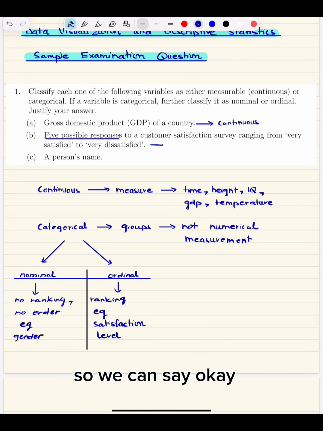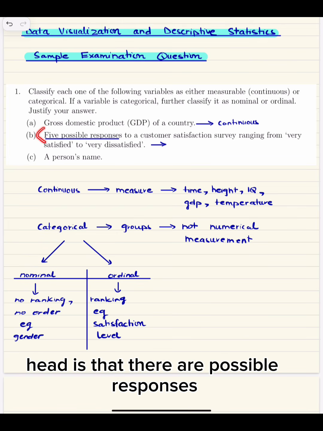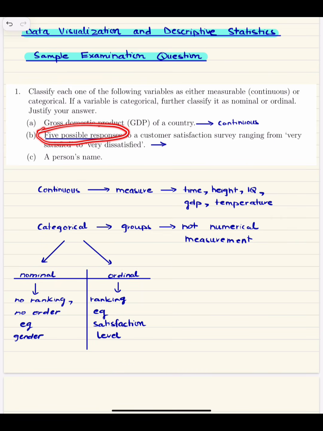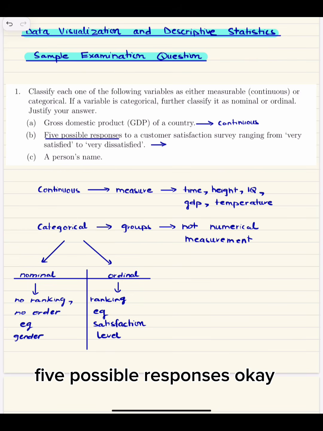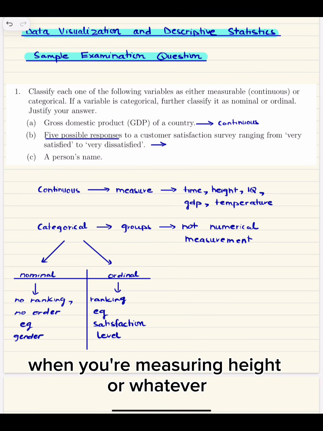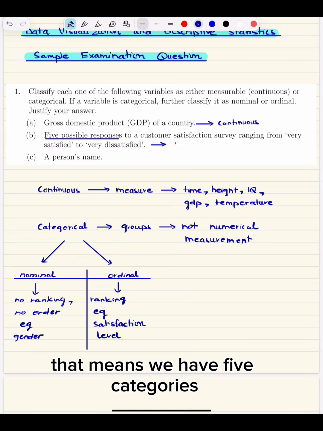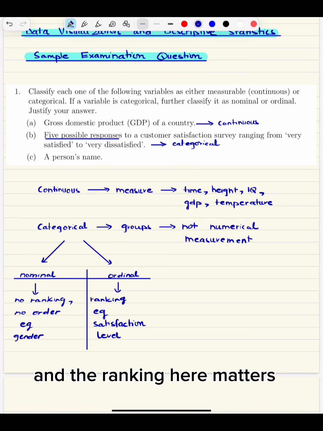The first word that comes to our head is that there are possible responses. So remember, when you're measuring time, it's not like you can limit yourself to 5 possible responses, okay, when you're measuring height or whatever. So when we have 5 possible responses, that means we have 5 categories. So it's going to be a categorical variable, and the ranking here matters, therefore it is ordinal.